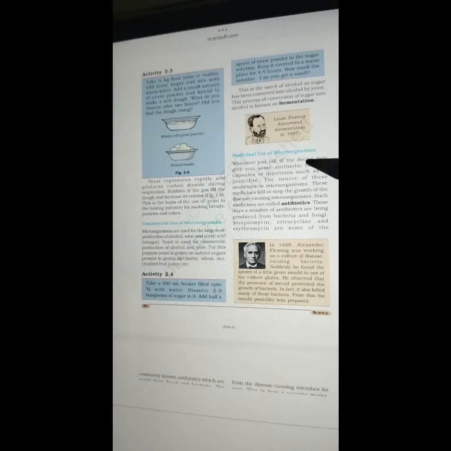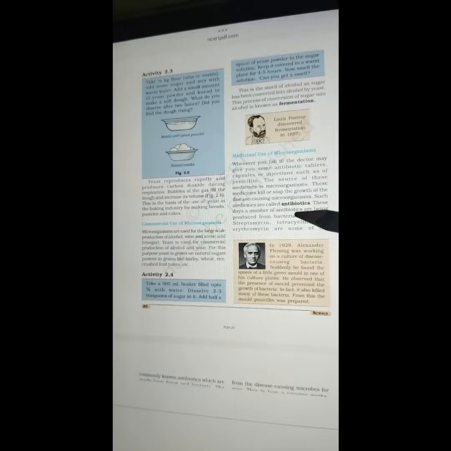Medicinal use of microorganisms. Whenever you fall ill, the doctor may give you some antibiotic tablets, capsules, or injections such as of penicillin. The source of these medicines is microorganisms. These medicines kill or stop the growth of the disease causing microorganisms. Such medicines are called antibiotics.